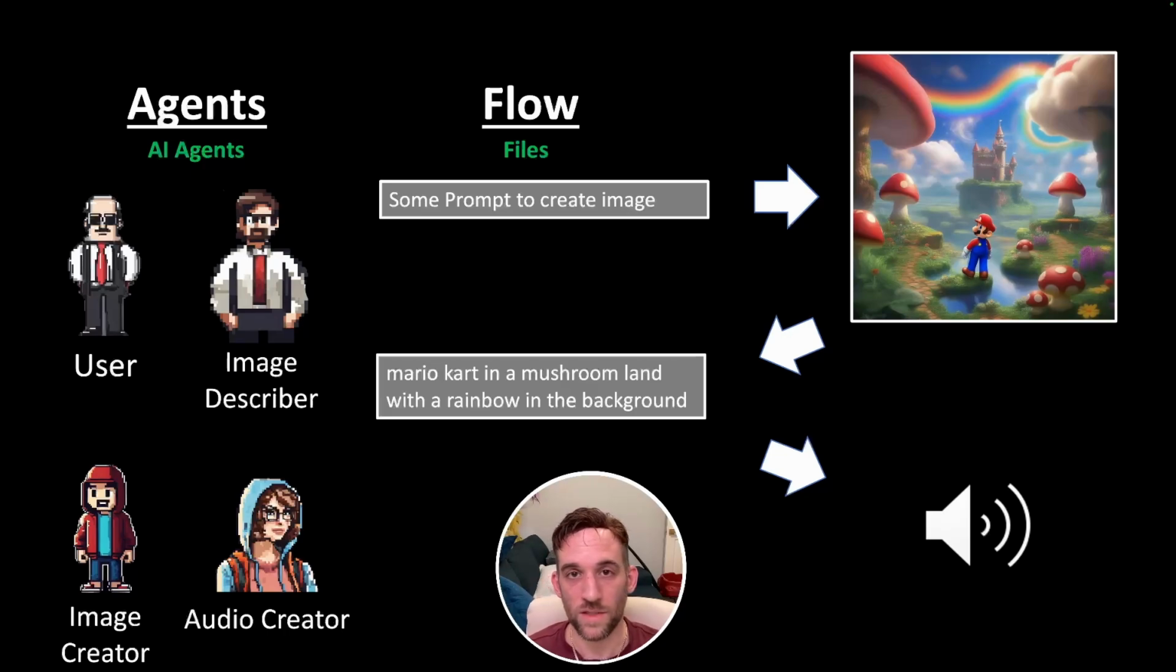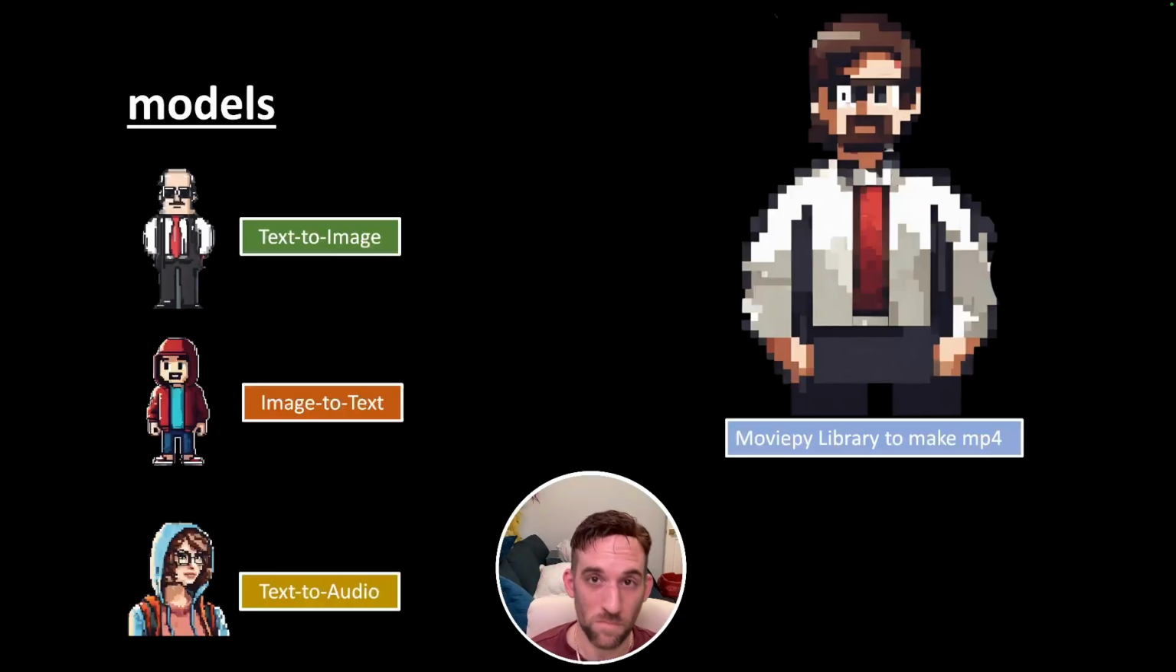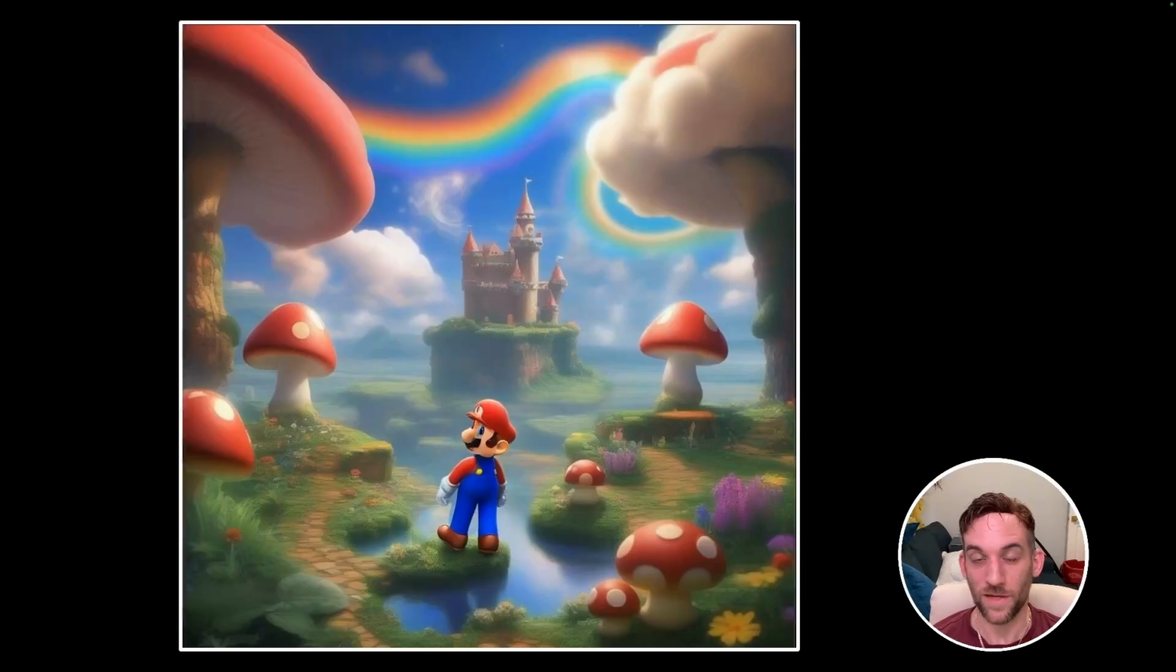and then we'll have the image describer using the image to text model, and then it'll come up with some description such as Mario Kart in a mushroom land with a rainbow in the background. Then we'll take that text, send it to another function call, and the audio creator will then create the audio from that. So for all the models, we're going to have a text to image, an image to text, and a text to audio. And at the end, we're going to use MoviePy to combine all those into a composite video to create the MP4. Well, we have a good bit to cover, so let's get started.